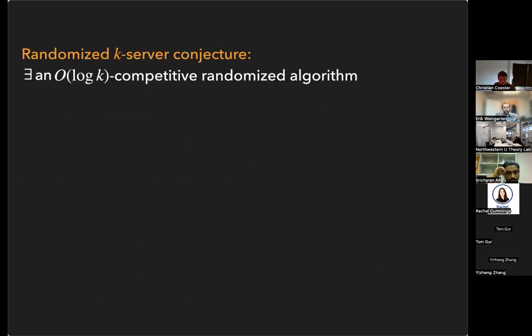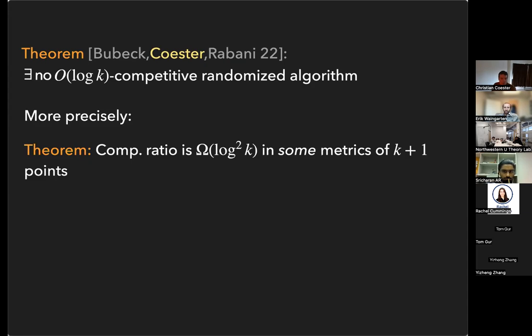And here's just the statement again of the randomized k-server conjecture. And in our paper, we prove this statement, well, almost this statement. I need to make a small change. So this is the theorem that we prove. The randomized k-server conjecture is not true. There's no such algorithm. And to be more precise, what we show is that there exists some metric space of k plus 1 points where the competitive ratio is at least log squared k.